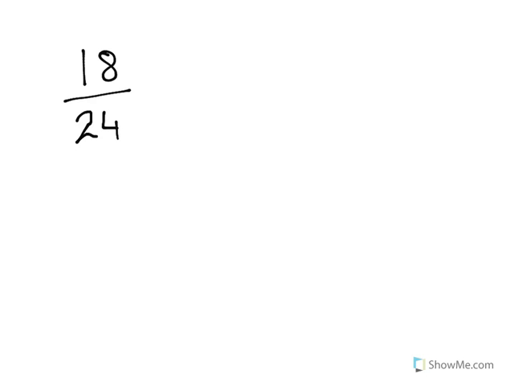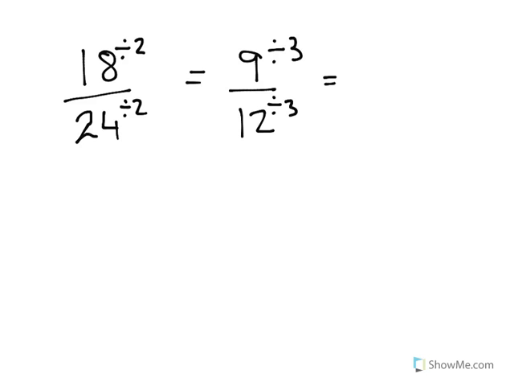It doesn't matter. What I can see is that both of these are even numbers, so the first thing I can do is simplify them both by dividing by 2. That would give me 9/12. Now I see I've got 9 and 12 here, and I know that both of these can be simplified by dividing by 3, giving me 3/4.